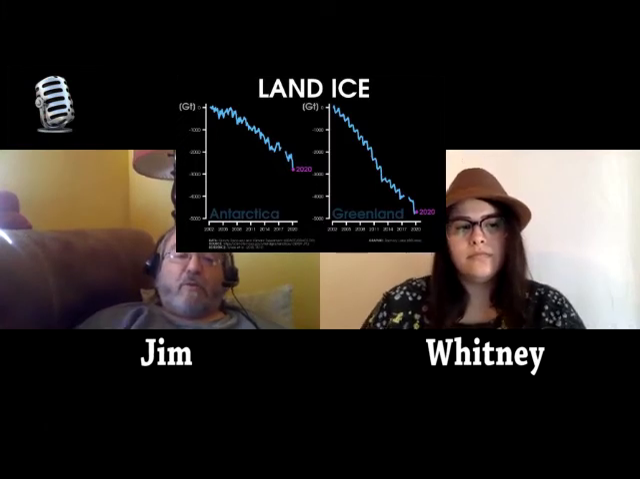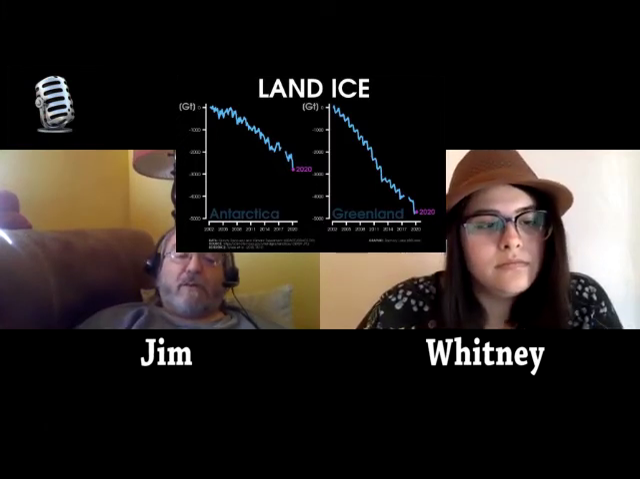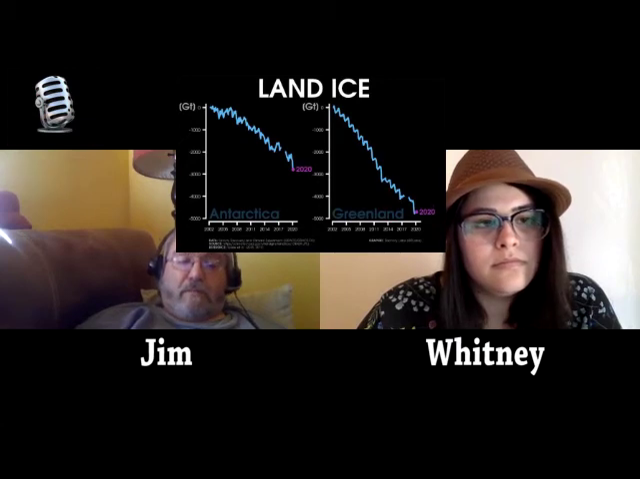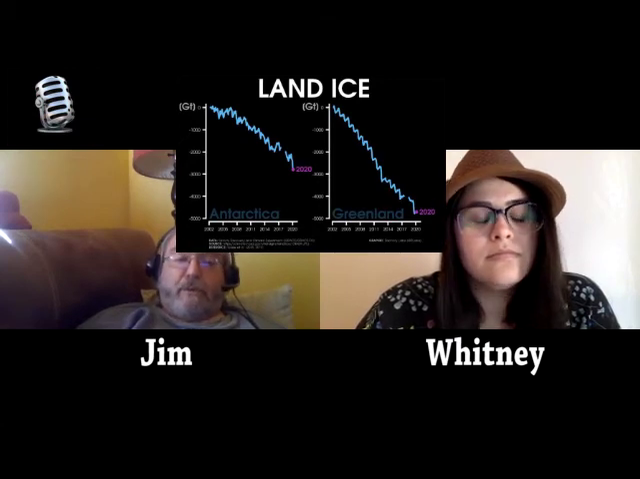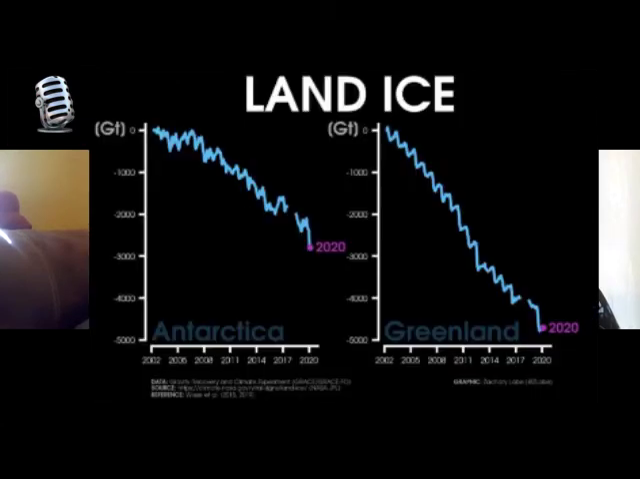What they're showing is that in 18 or so years, there's basically 3,000 gigatons less ice for Antarctica. It's a negative, it's showing a loss. Yes, it's showing a loss. Yeah, that's shocking.